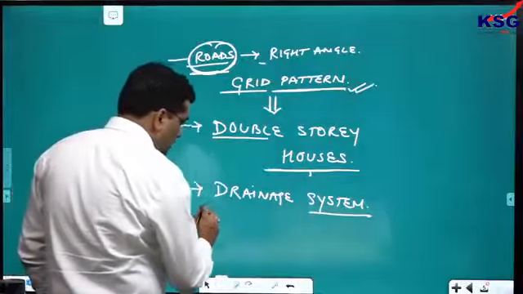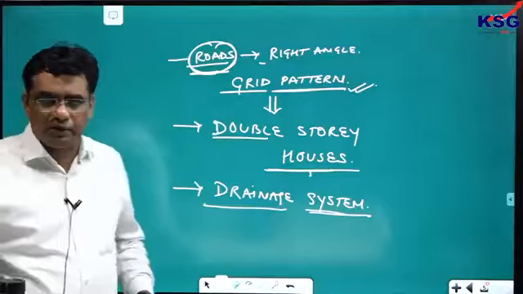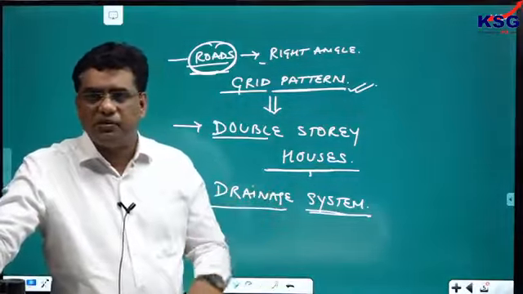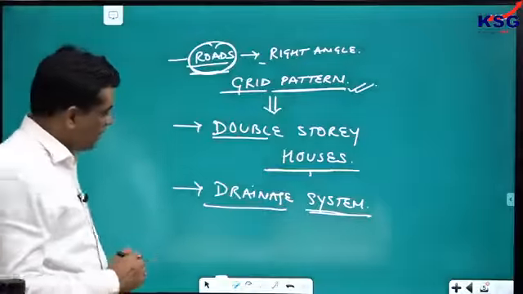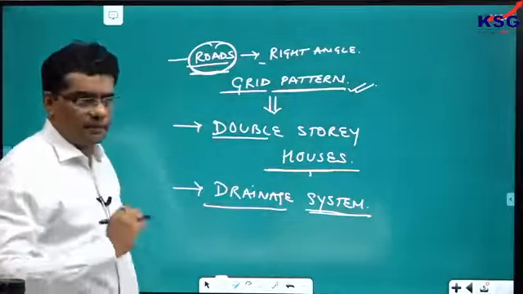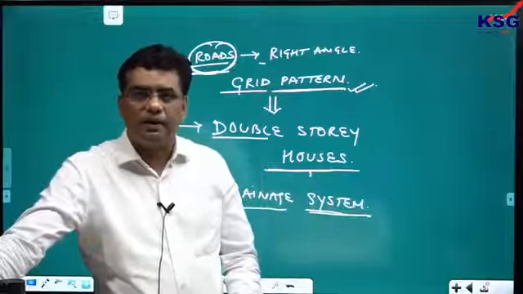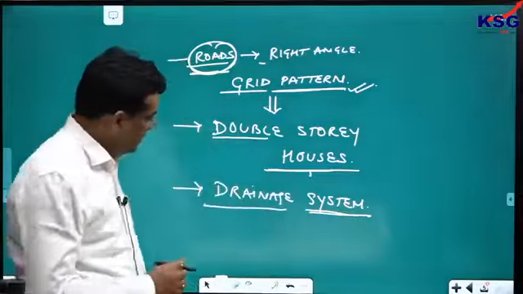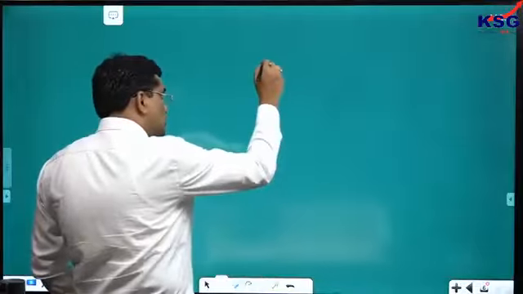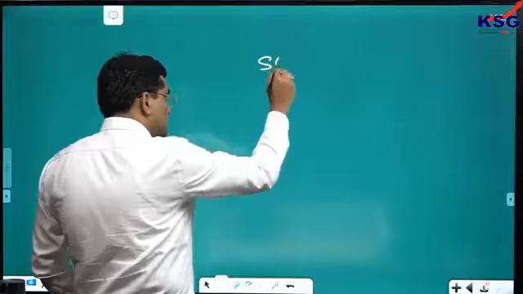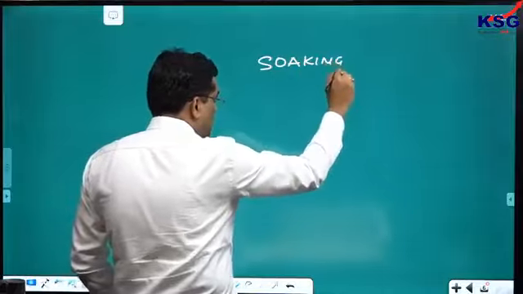It's not like that in our cities, like the way water keeps on flowing from here to there. They were having a great civic sense, so they had an excellent drainage system. All the drains were covered with slabs, and drains were connected to soaking pits.